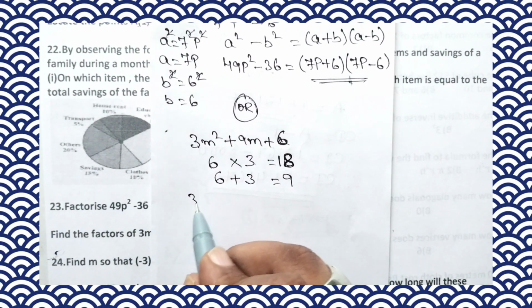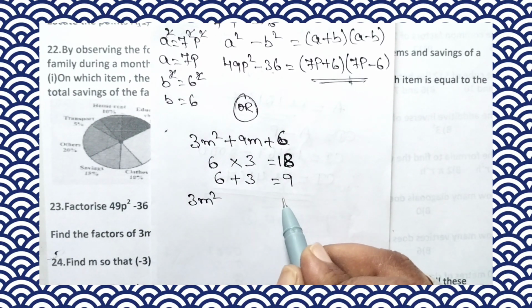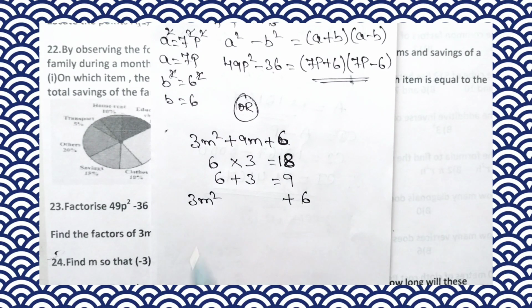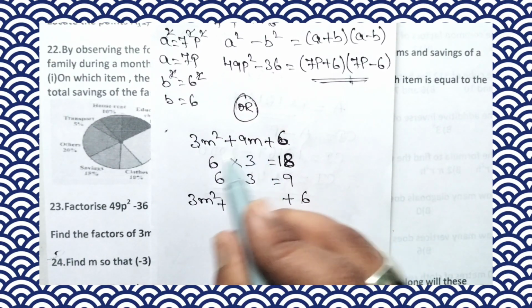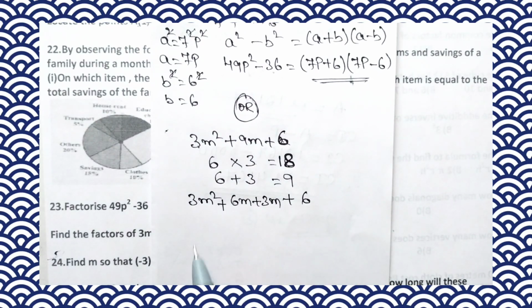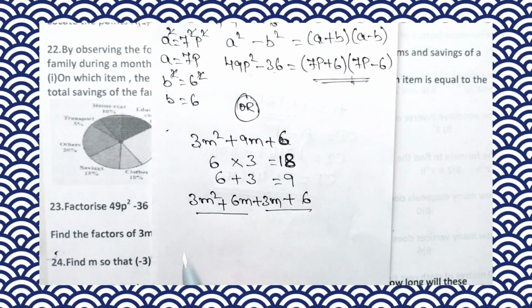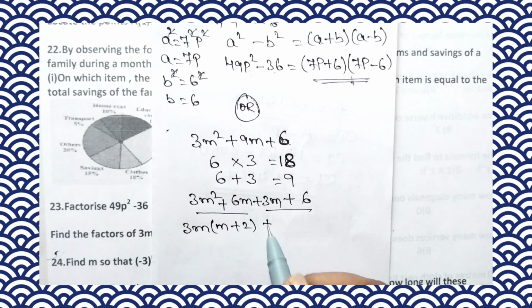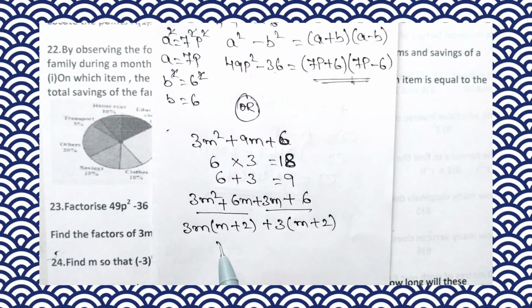So 3m square, write as it is, plus the last 6, write it as it is, and plus 9m can be written as 6m plus 3m. Now you make these two one group and these two one group. What is common to these two? 3m is common. What is remaining? m plus 2. Plus, what is common to these two? 3. Then you write down what is remaining? m plus 2. So what is common to both? m plus 2. And what is remaining? That is 3m plus 3.